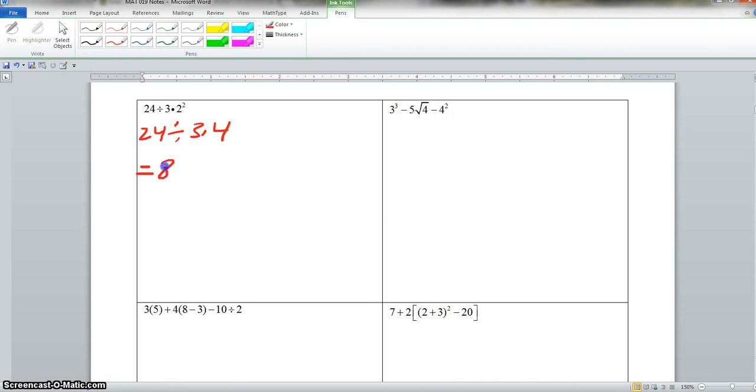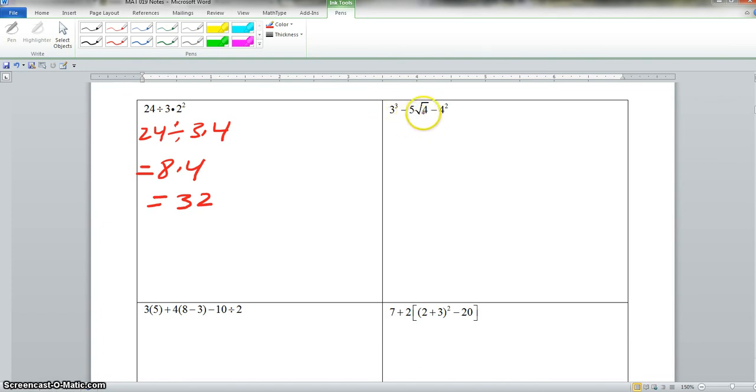24 divided by 3 is 8 times 4, which will finally give us 32. Now we come here to the next problem. We have an exponent, we have subtraction, we have a radical, and we have subtraction and an exponent. Now basically, when you look here, we have these exponents, but also radicals are considered to be grouping symbols as well, almost the same level as a parenthesis.